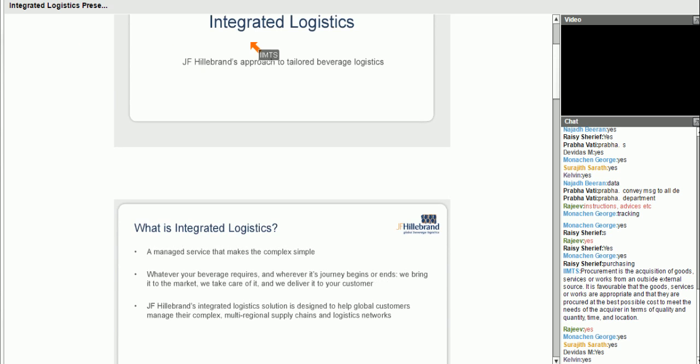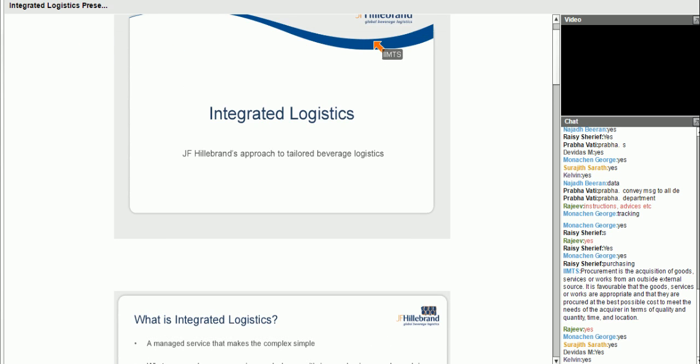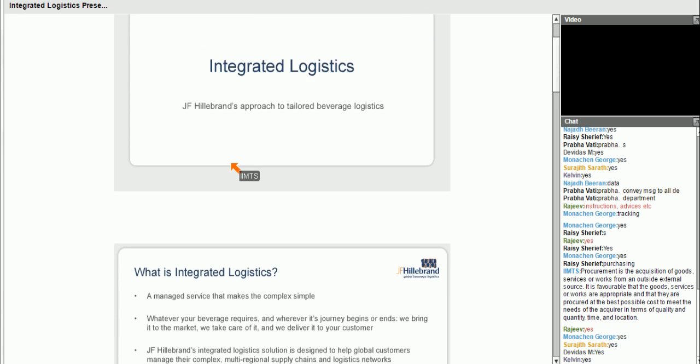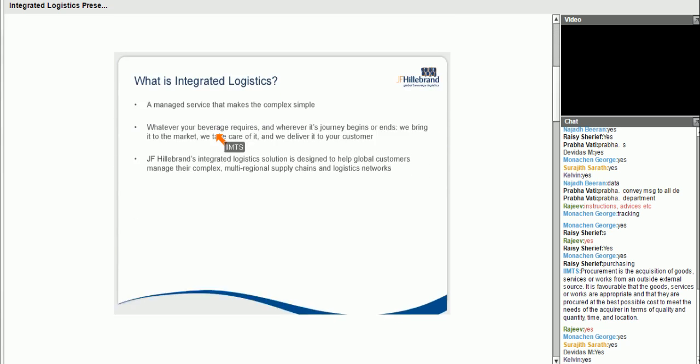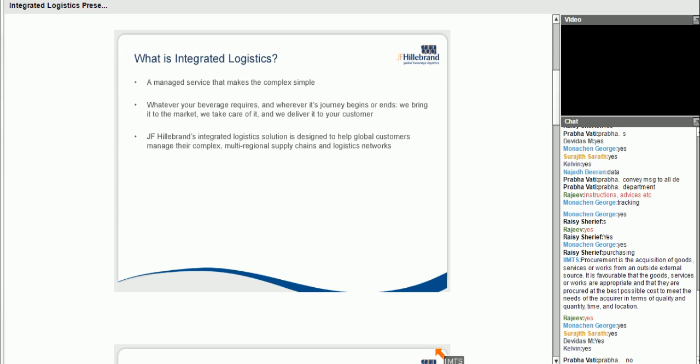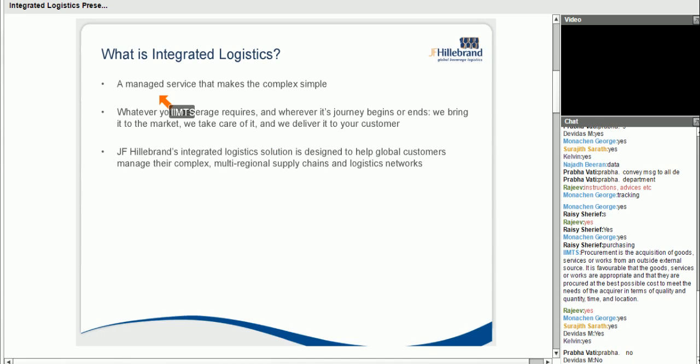Now let's take a look at this example. This is one company, JF Hillbrand. I don't know how many have heard this company's name. Anyways, it's an American company. So let's see. Can you see this PDF file which I have shared of JF Hillbrand?